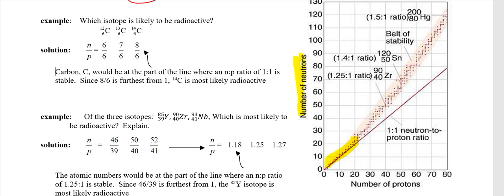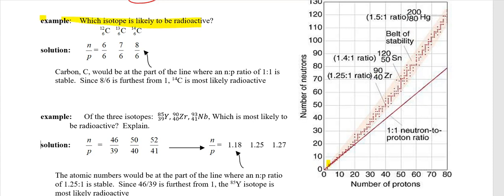As you read this graph, you're supposed to be able to pick up that down here it's 1 to 1. Up here, it's about 1.25 to 1, 1.4 to 1, and then 1.5 to 1 up high. This is the line that it would be on if it was always 1 to 1, and clearly it's not always 1 to 1. So let's look at a couple examples of this and see what it means.